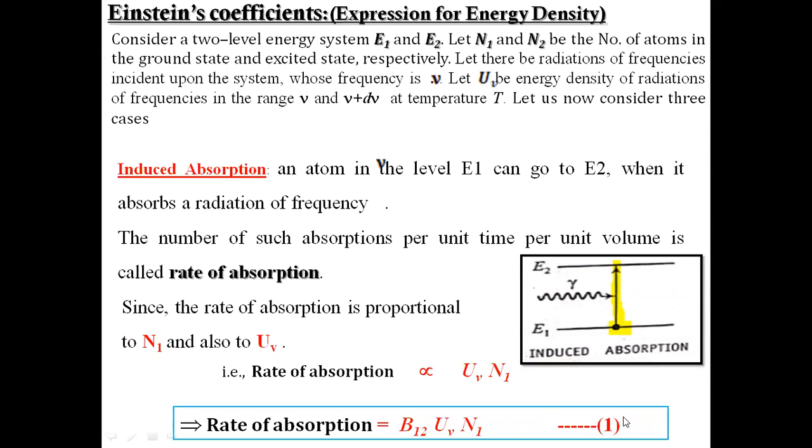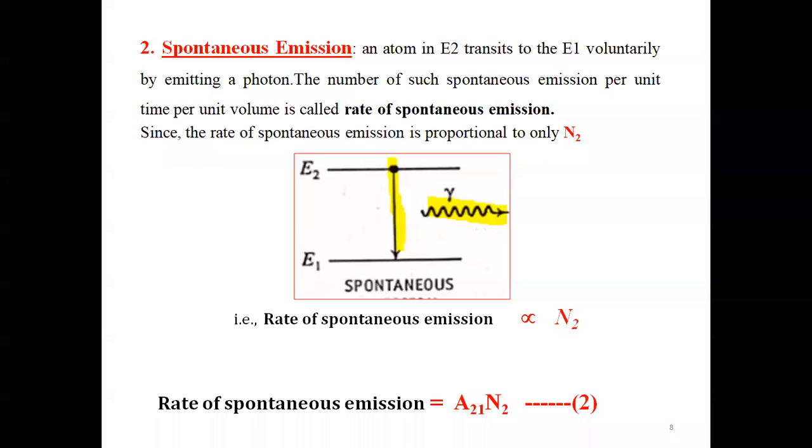This is the Einstein coefficient. Please remember this formula. I will call this equation 1. The next thing which is going to happen is spontaneous emission. Whichever atom is now excited to the excited state E2 will not stay there for a long time. Hence, these atoms will come back to the ground state by emitting a photon. This is known as spontaneous emission.